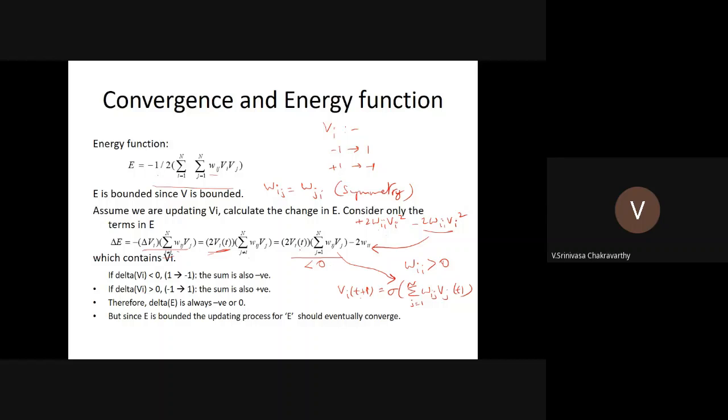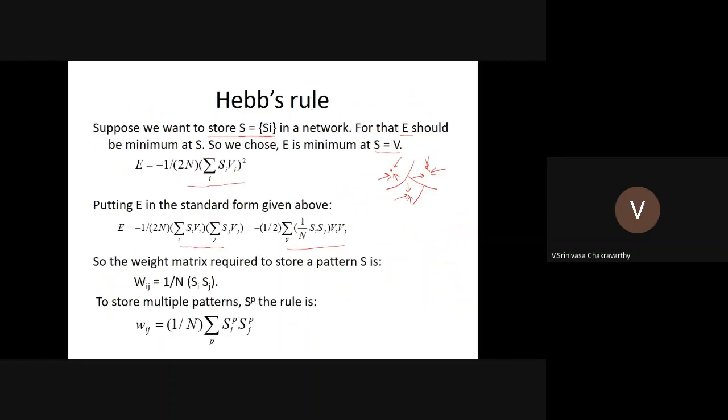The only difference is that here I'm using the weight term. Here the same coefficient is now a function of the pattern which I'm trying to store, which is S. That means the weight is proportional to Si Sj. So if I want to store a pattern S, then I need to construct the weights such that the ijth weight, Wij, is equal to 1 by n times Si times Sj. If we do that, then that state becomes a minimum of the energy function. So if I start from anywhere in the network, it will go to that state.